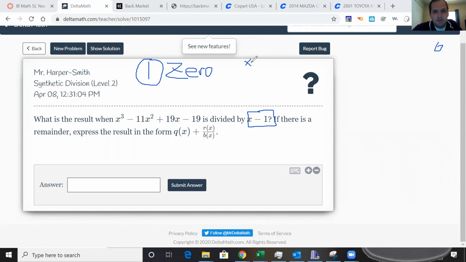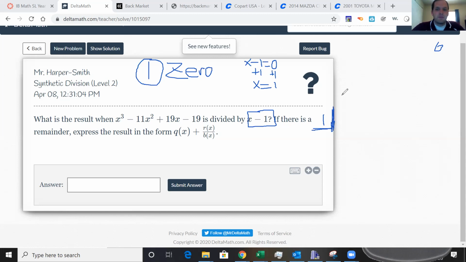Well, x minus 1 equals 0. How would I get x by itself? I would add 1 to both sides. We get x equals 0 plus 1 is 1. So if x is 1, all of a sudden we are dividing by 0. Okay? So our 0 is 1. I'm going to write this off to the side here. Now I need to look at my coefficients.